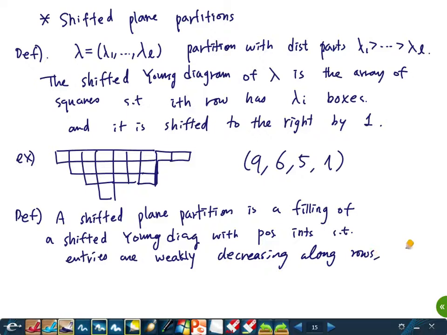So, for example, like 9, 9, 9, 9, 8, 8, 7, 1, 1, 1, 2, something like that. So if you go this way, weakly decreasing. If you go down, weakly decreasing. So it's exactly the same as the usual plane partition, but we only use a shifted diagram. Okay?